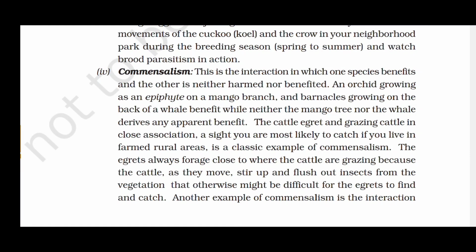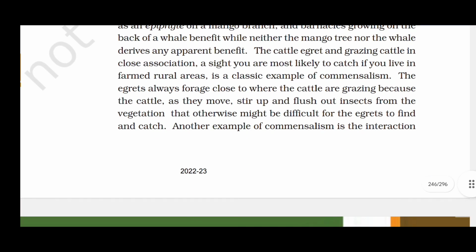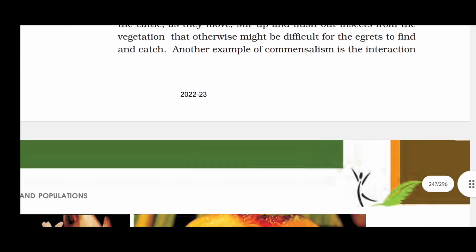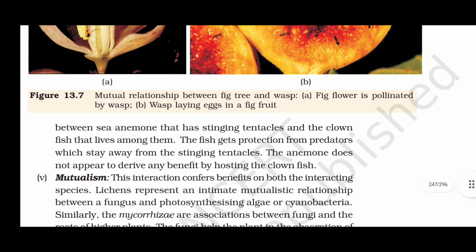The egrets always forage close to where the cattle are grazing because the cattle, as they move, stir up and flush out insects from the vegetation that otherwise might be difficult for the egrets to find and catch. Another example of commensalism is the interaction between the sea anemone that has stinging tentacles and the clownfish that lives among them. The fish gets protection from predators, which stay away from the stinging tentacles. The anemone does not appear to derive any benefit by hosting the clownfish.